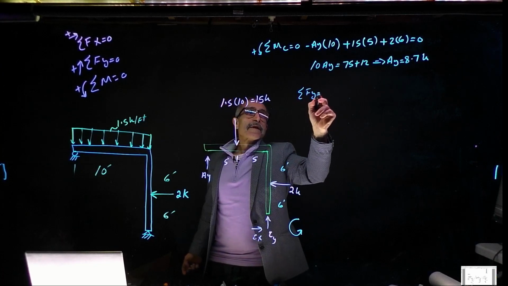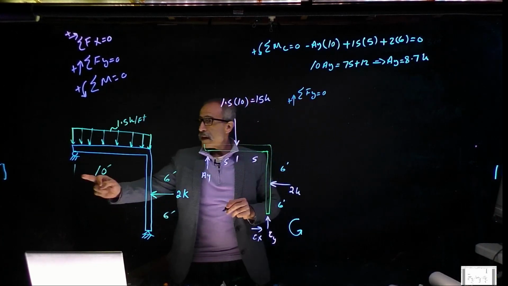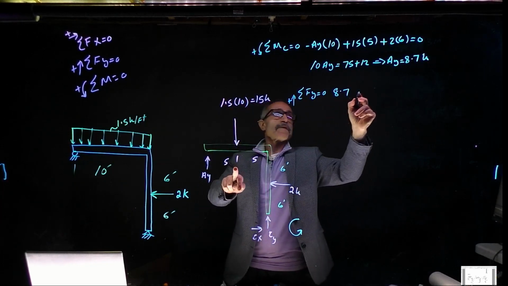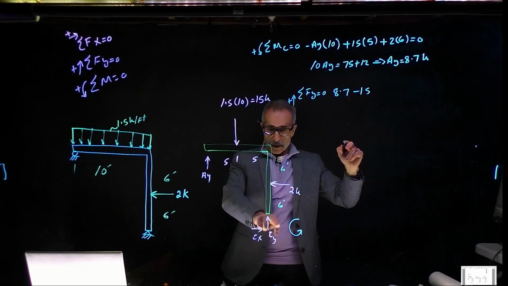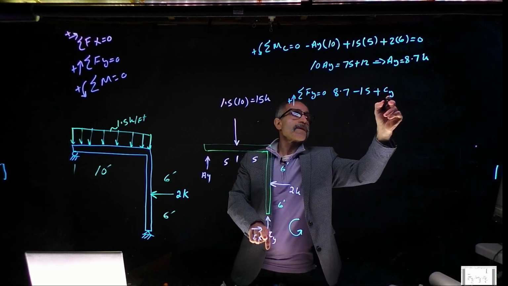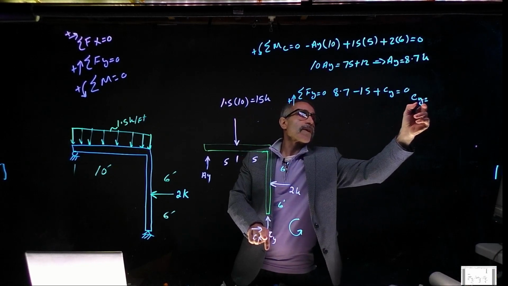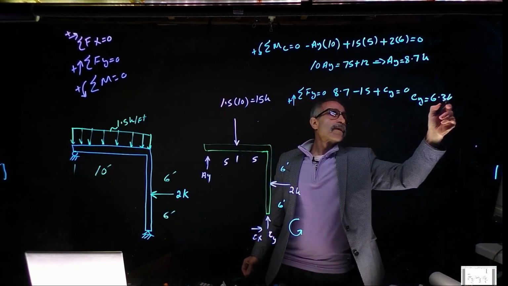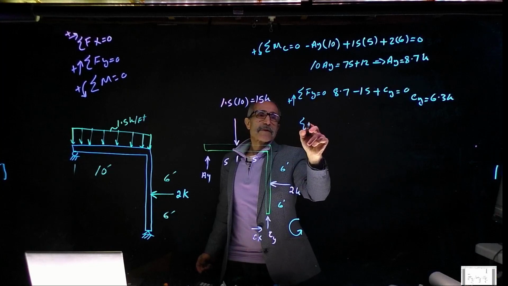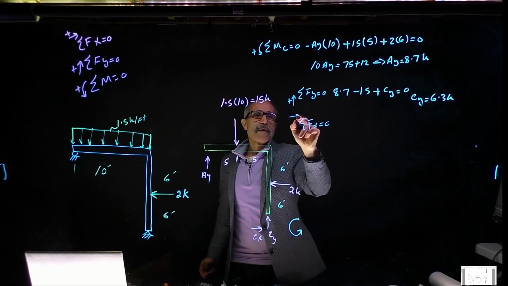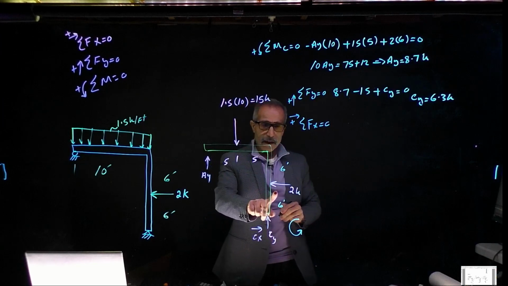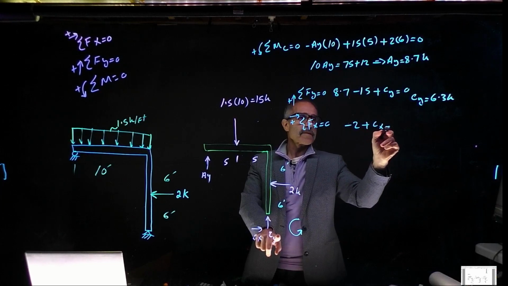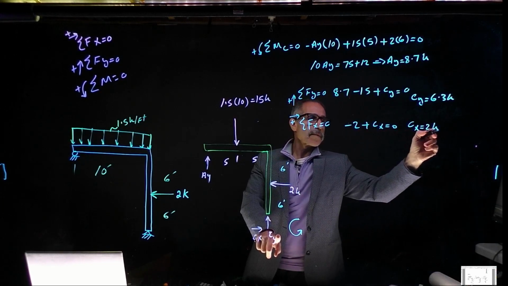Summation of FY is equal to 0. Going up is positive. I have right here 8.7 kip. I have here minus 15. There is nothing else until I get to CY. Plus CY is equal to 0. And therefore, CY comes out to 15 minus 8.7, which is 6.3 kip. Okay, and next I have summation of FX is equal to 0, and I only have one force here, nothing here, nothing here. I got minus 2, and then I have plus CX. Plus CX is equal to 0, so CX is equal to 2 kips.